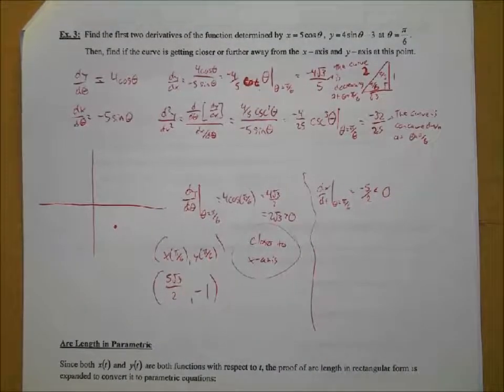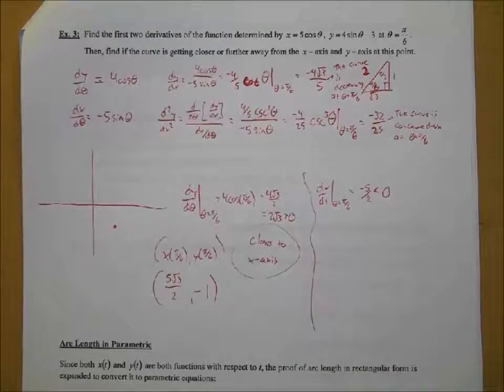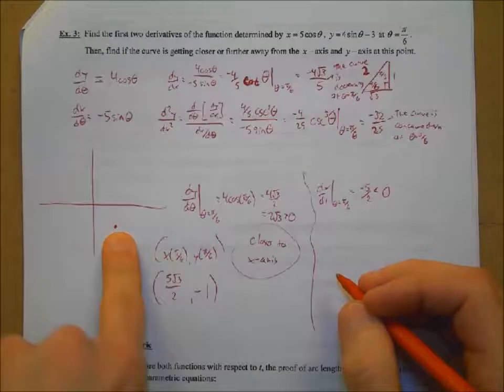So for dx/dt being less than 0, that means we're moving which direction? To the left. Are we moving closer or further away from the y-axis? Closer, because we're right of the y-axis and we're moving to the left, and so we're getting closer.